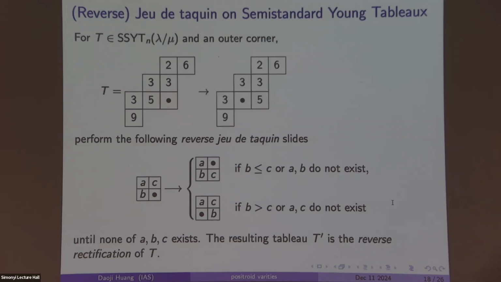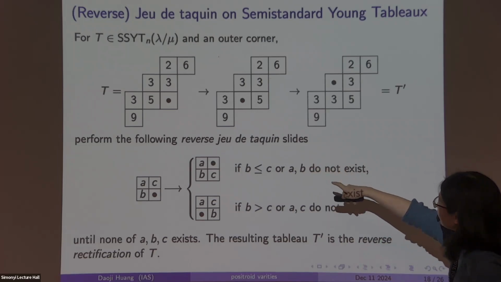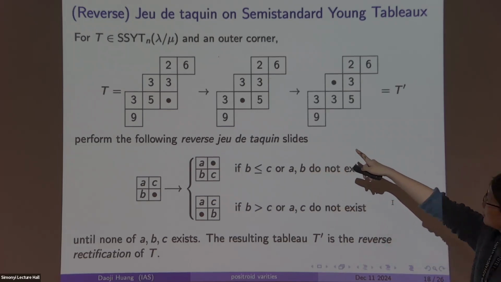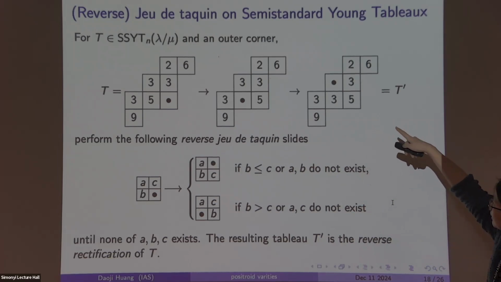So this rule is described by this general schema. Just to perform some operations: here, 5 slides into the dot. I need to fill that dot, so 3 slides down, and this outer corner becomes the inner corner. There's nothing else to do. So this is the result.